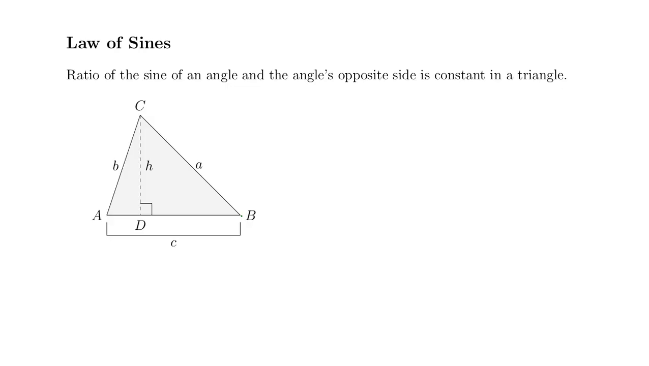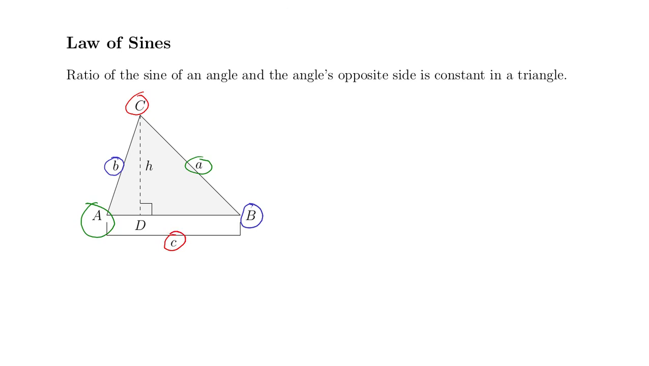So the law of sines, simply put, says the ratio of the sine of an angle and the angle's opposite side is just constant. It's the same. So the ratio of the sine of capital A and the length of side A is the same as the ratio of angle B's sine output with the side length of B. And then we could do the same thing for C.